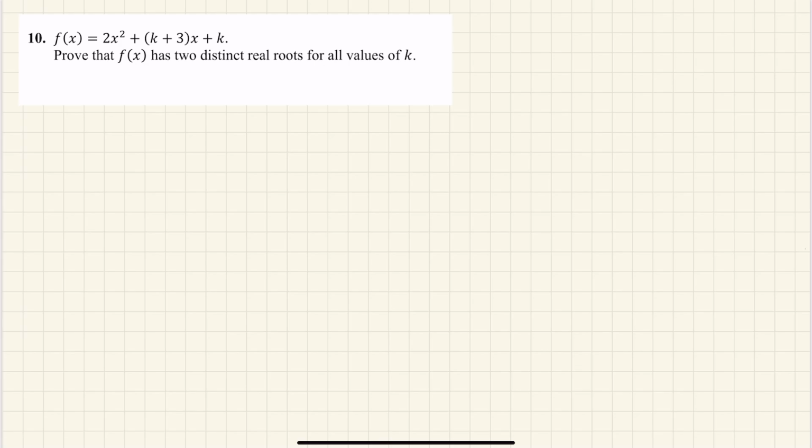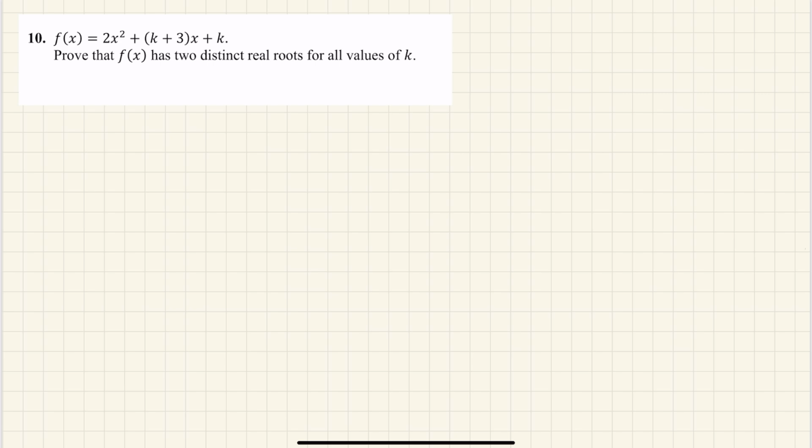Hi, in this video I'm going to discuss tutorial 1 question number 10. We have f of x. We need to prove that f of x has two distinct real roots for all values of k. How can we do this?